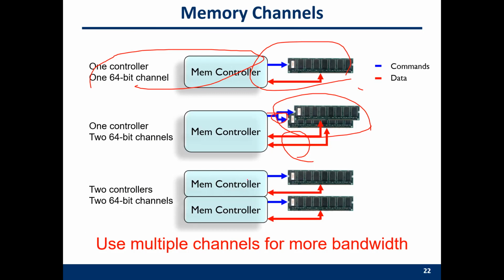Or you have 2 memory controllers, and each memory controller can be in charge of managing one DIMM, which means that each DIMM has its independent command bus and data bus. And of course, the last case is the best, has the best performance. Why? Because every resource is an independent resource. You don't have any sharing. You don't have any conflict. Any sharing can potentially result in conflicts.